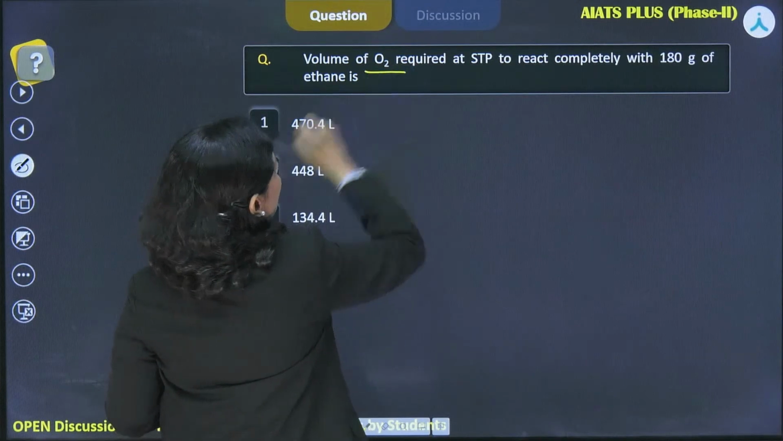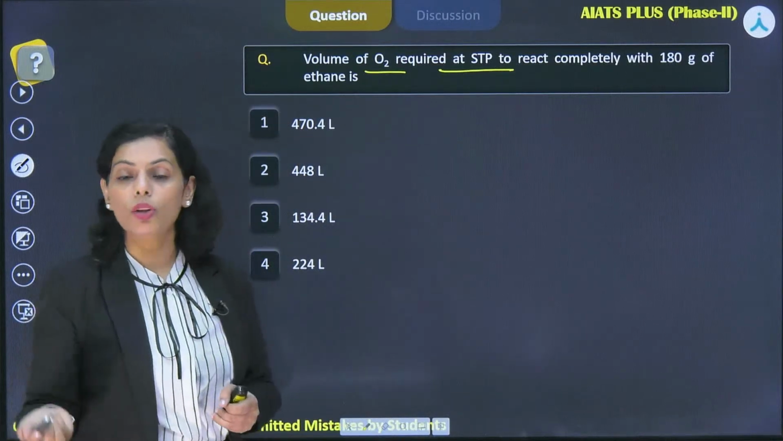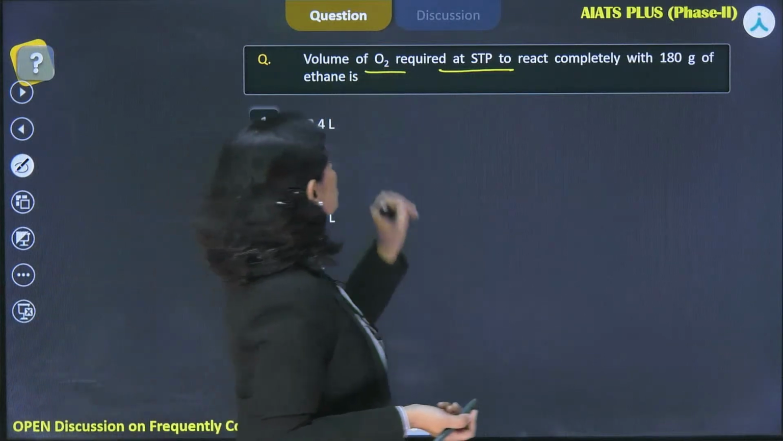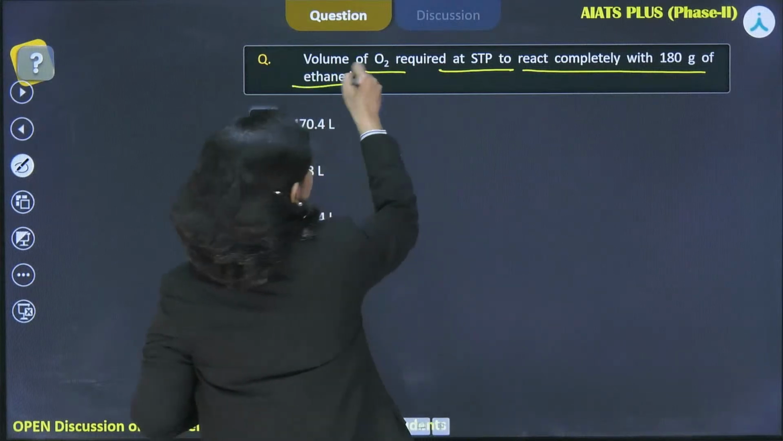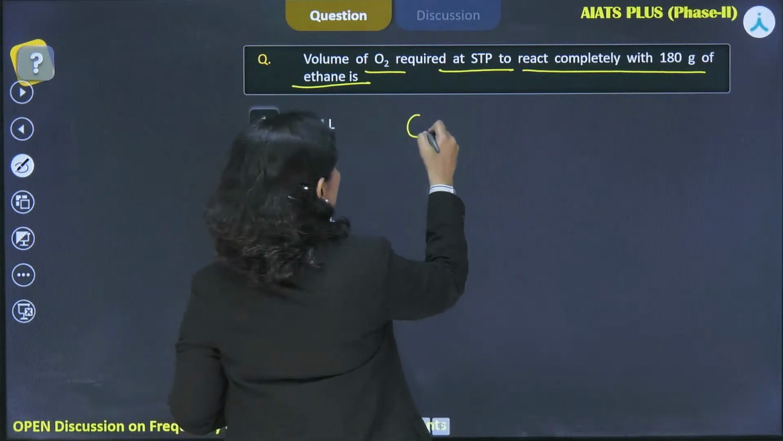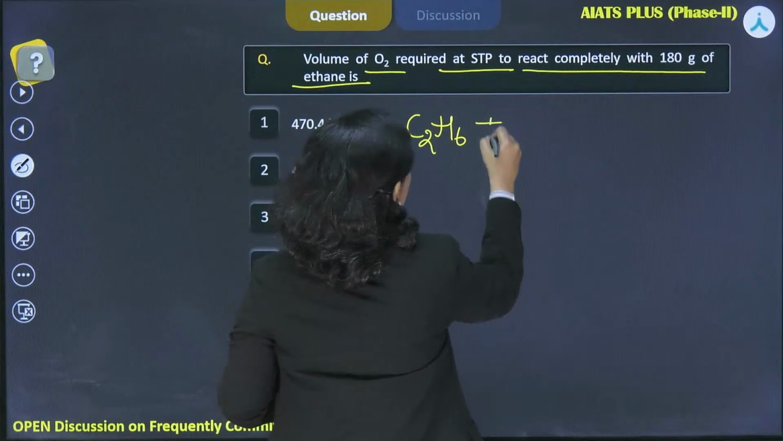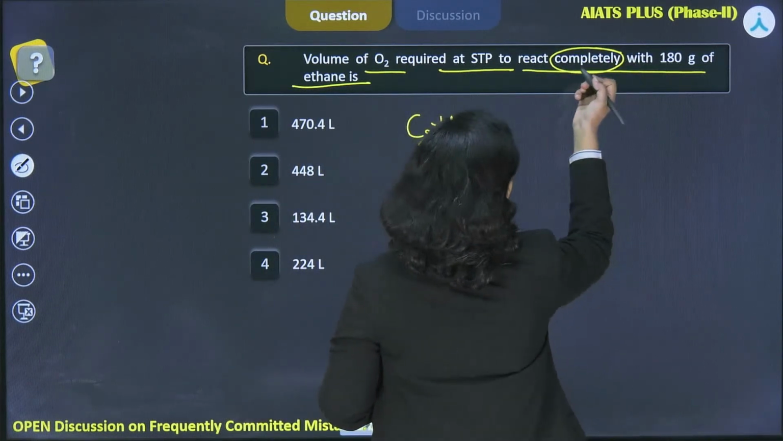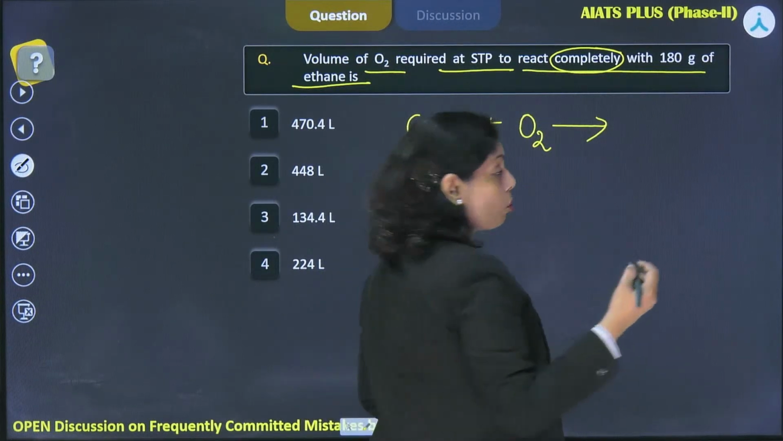Volume of oxygen required at STP. So this is the question once again, based on the mole concept and simultaneously the reaction stoichiometry. So volume of oxygen required at STP to react completely with 180 gram of ethane, right? Solve this question. I hope you know the combustion of a hydrocarbon, in complete combustion it is, right? So complete reaction needs a sufficient amount of oxygen. So we have to balance it.